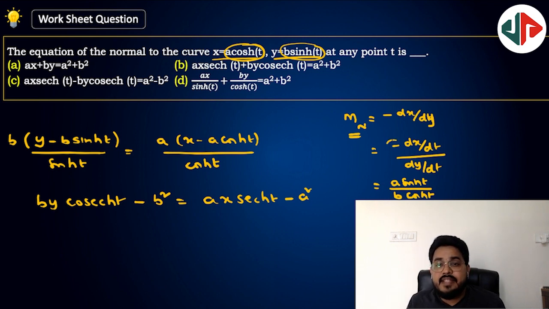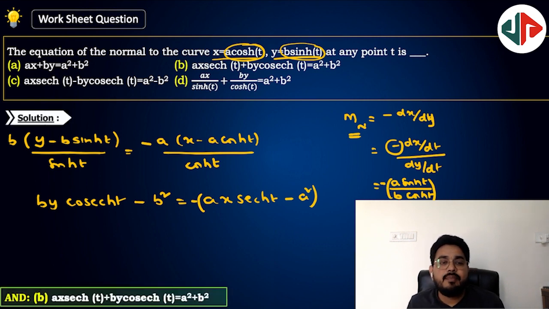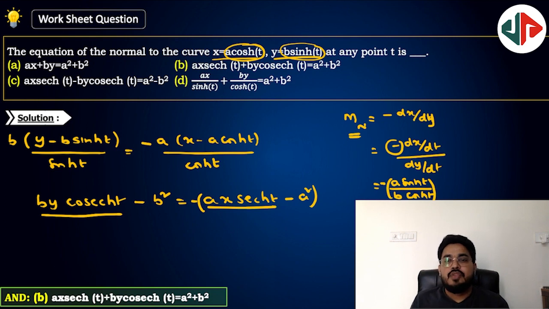With this minus sign there, the minus sign comes here. So here minus of. So from here, you are going to get the equation. What is the answer you will be getting? a x sech t plus b y cosech t is equal to this. So here, in parametric form, I went on doing minus dx by dy.